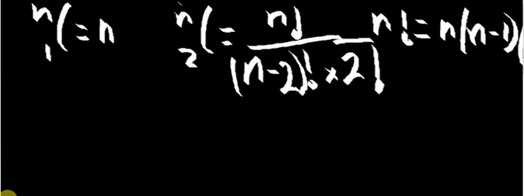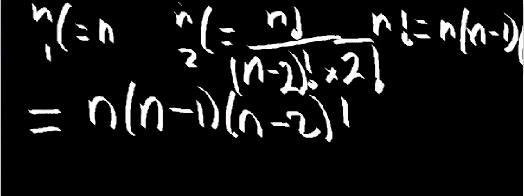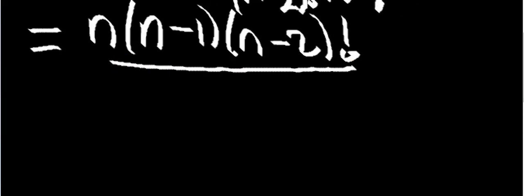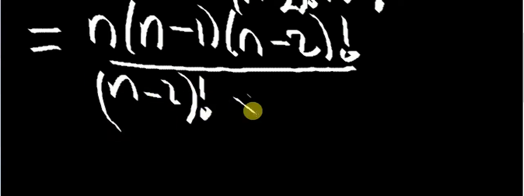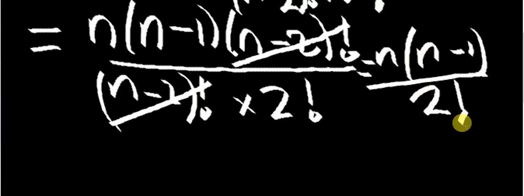So you can just proceed here. It is going to be n times (n minus 1) multiplied by (n minus 2) factorial over (n minus 2) factorial times 2 factorial. So this (n minus 2) factorial will cancel. I remain with n times (n minus 1) over 2 factorial. And this is n combinatorial 2.